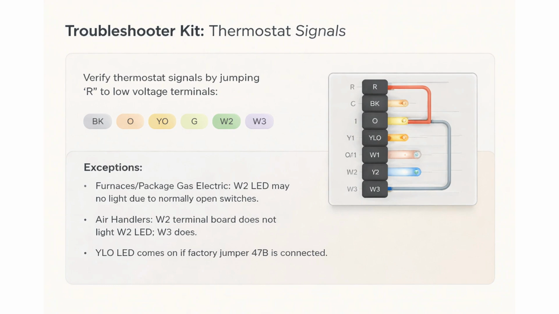However, you must be aware of equipment-specific exceptions. For instance, on furnaces and packaged gas electric units, the W2 LED might not light up because of the ignition control's normally open switch. Similarly, on air handlers, the W3 terminal is used instead of W2.